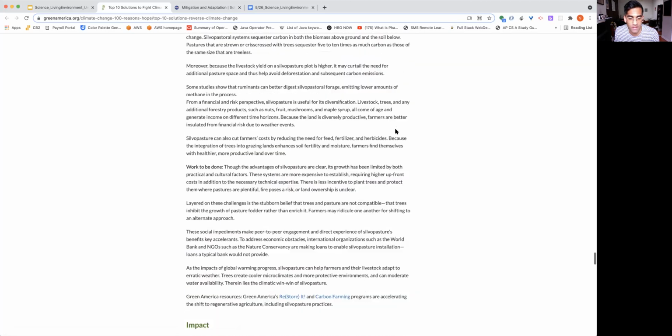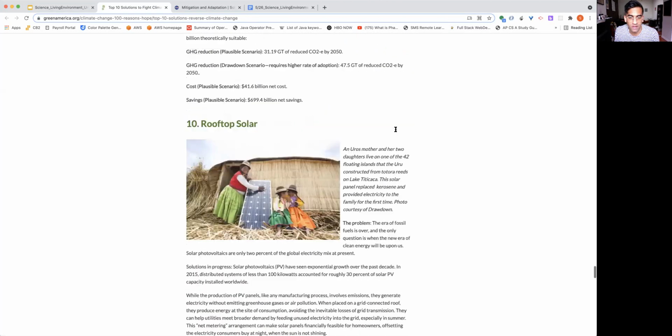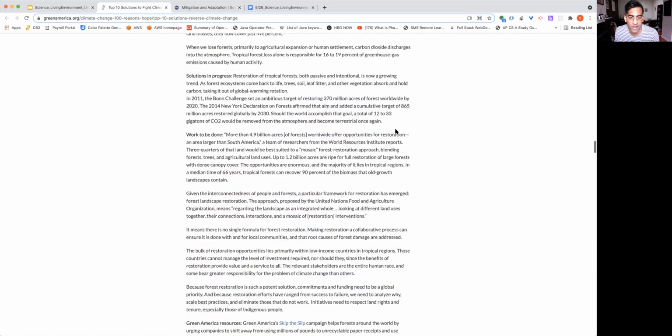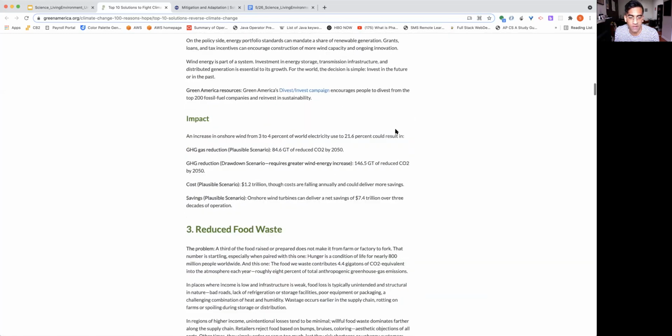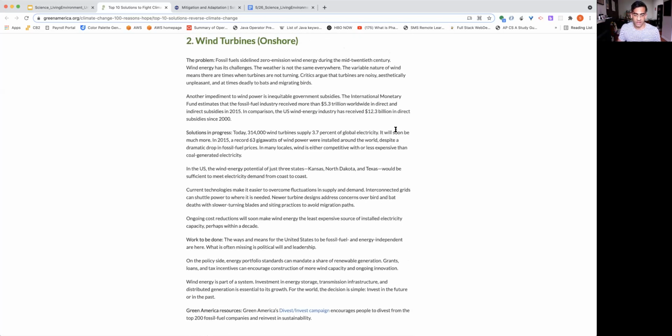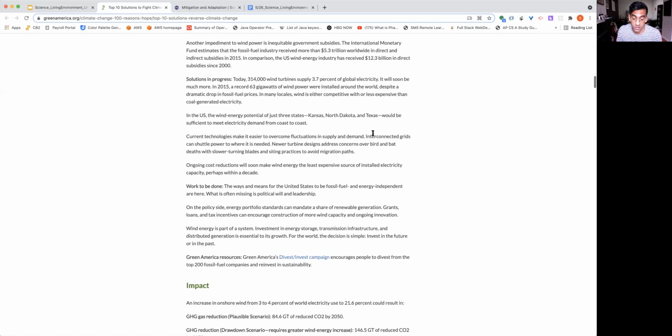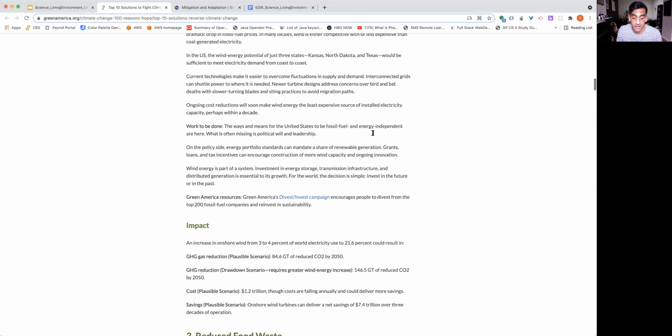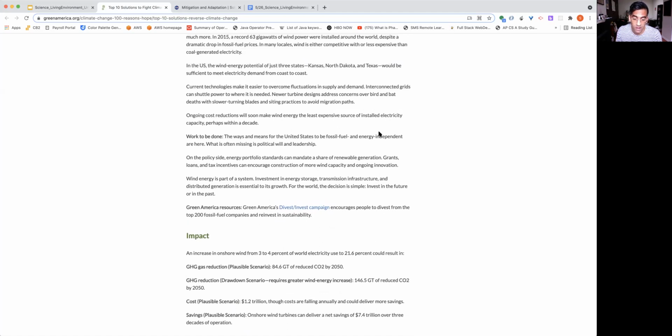If we go down to the bottom, we've got 10 different solutions, all right? And so as an example of how to approach this, I've annotated one for you, and I want to talk about how I did it. So we see that every section, again, as I said before, is broken into the problem, the solutions in progress, and the work to be done, and then any resources that they have. And then finally, there's a section called impact. And so there we have a really nice economic analysis of whether or not this is a feasible solution that will save us money and also save the planet.